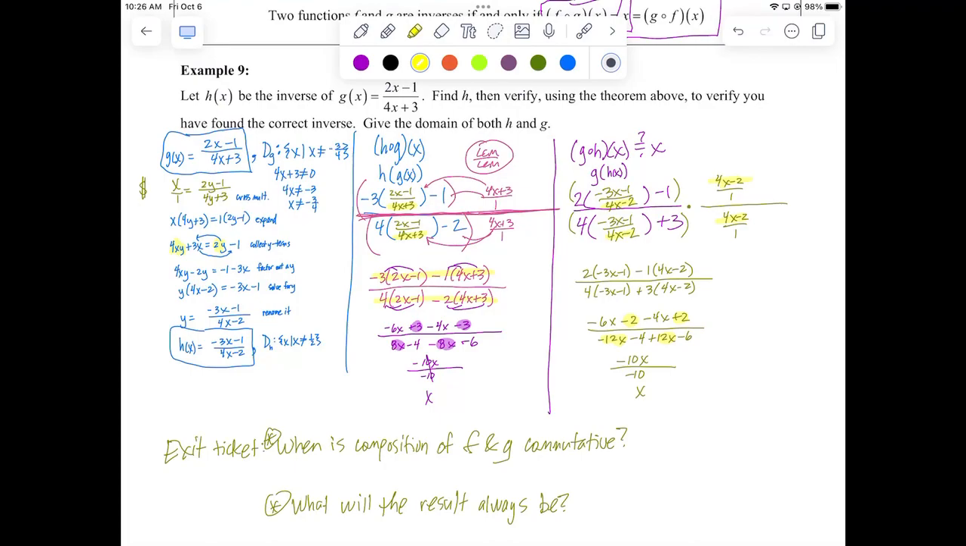Yeah, I got it. What's your exit ticket? When is composition of F and G commutative? When they're inverses, yeah. When F and G, oops, with the highlighter, there I go. When F and G are inverses.